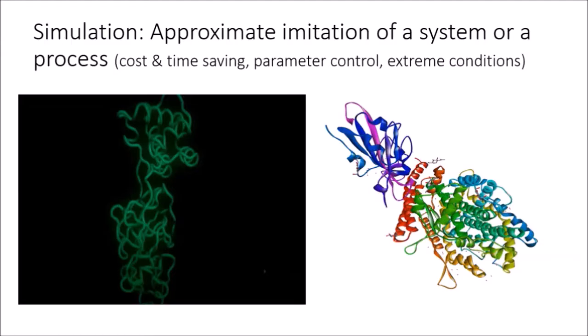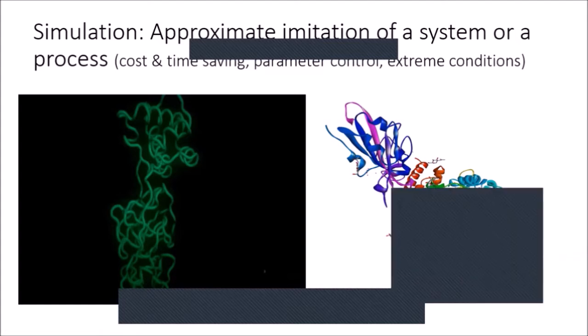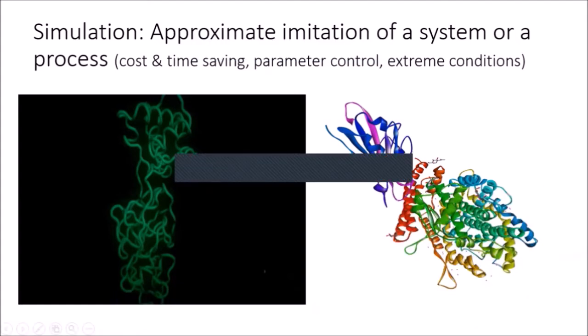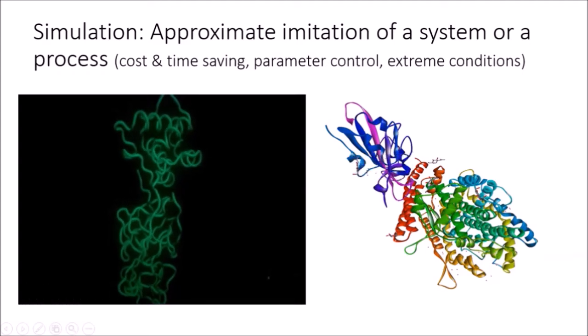So what is simulation? Simulation is approximate imitation of a system or a process. If we have to do this sort of research in the lab, it is going to be very cost consuming and time consuming. The next thing is that we can control different parameters in it, and we can do research at different extreme conditions. This is a video that you can play, the left one. This is the motion along the first eigenvector. Usually it's not that smooth.